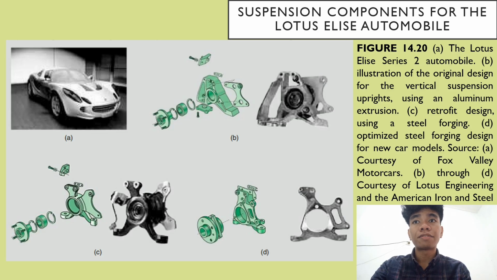Next is Figure 14.20, the Lotus Elise Series 2 automobile, an illustration of the original design for the vertical suspension upright, and this is a suspension component for the Lotus Elise.